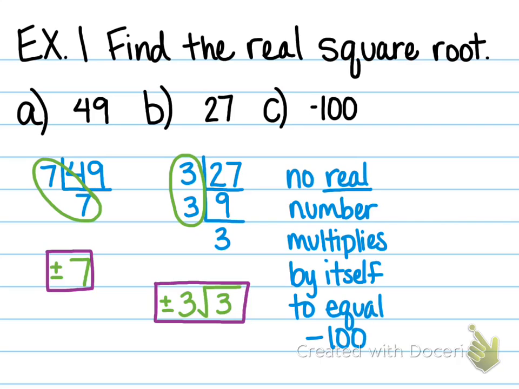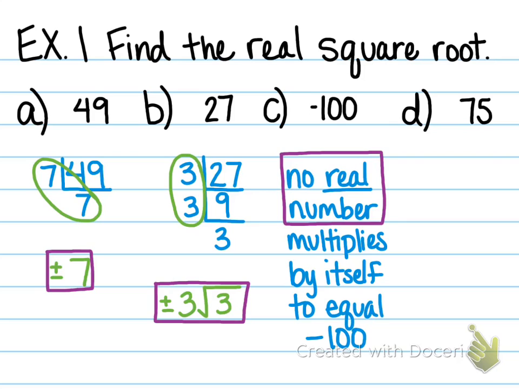So anytime we're trying to take the square root of a negative number, the answer is going to be no real number or no real solution, however you want to say it. It's just not a real number. If you remember in a previous chapter when you learned about imaginary numbers, when you took the square root of a negative number, you pulled an i outside of that square root for imaginary. Here, we're not going to do imaginary numbers, we're talking about real numbers only. So there's not a real number that multiplies to equal negative 100.